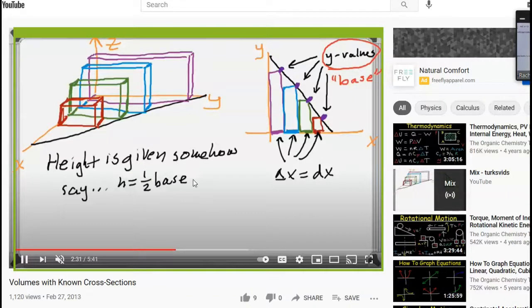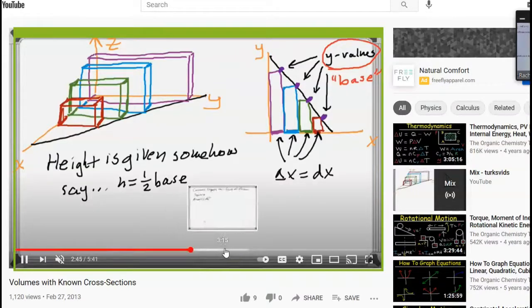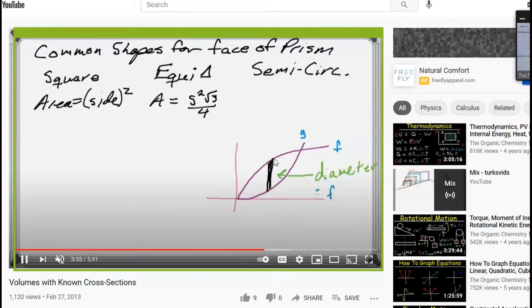So think about height, or base and area of a triangle. Height is half the base. So there's all my bases. So here's a semicircle. Here's your first curve, here's your second curve. You can see how the curves between them give you the diameter. And then we talked about how radius is half the diameter.